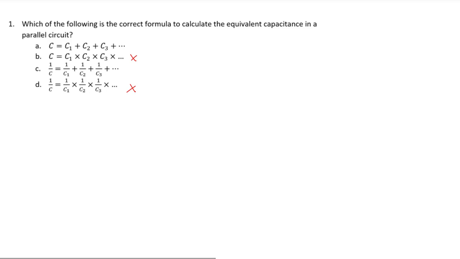This will of course not happen with option A, it will only happen with option C. Therefore, the formula for capacitors in series must be option C. Hence, the answer for this question, the formula for capacitors in parallel, therefore must be option A.